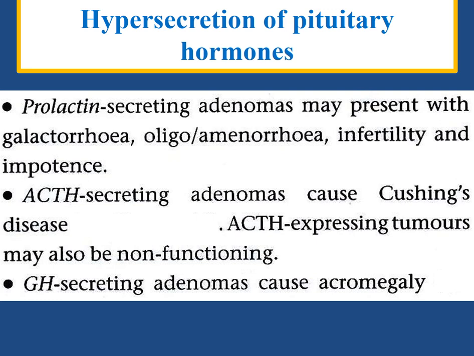Prolactin-secreting adenomas may present with galactorrhea, oligomenorrhea, infertility, and impotence. ACTH-secreting adenomas cause Cushing's disease. ACTH-expressing tumors may also be non-functioning. GH, growth hormone secreting adenomas, cause acromegaly.